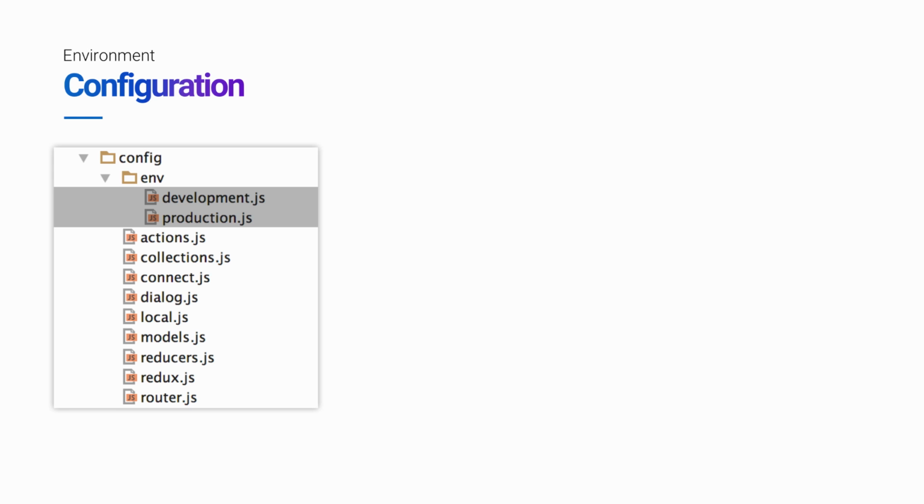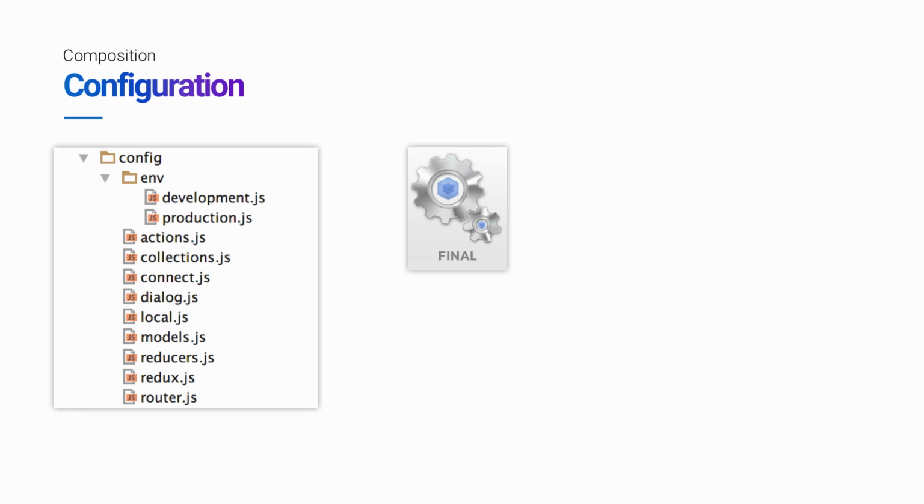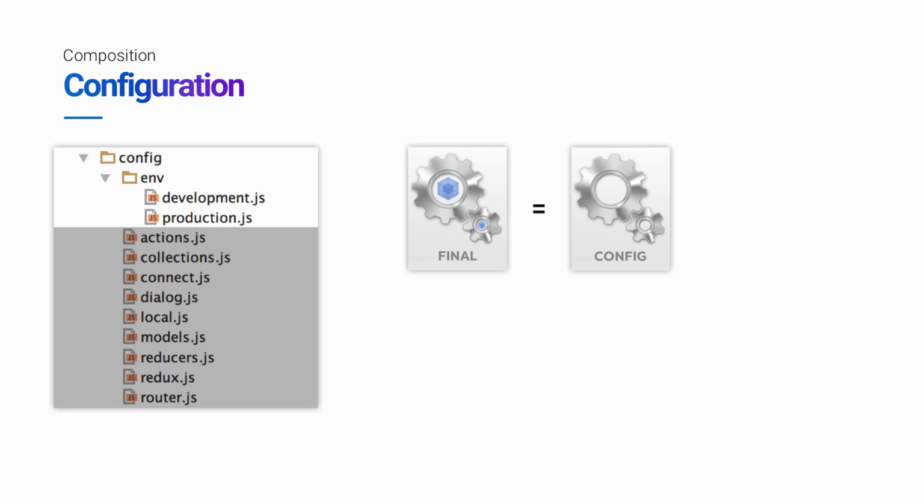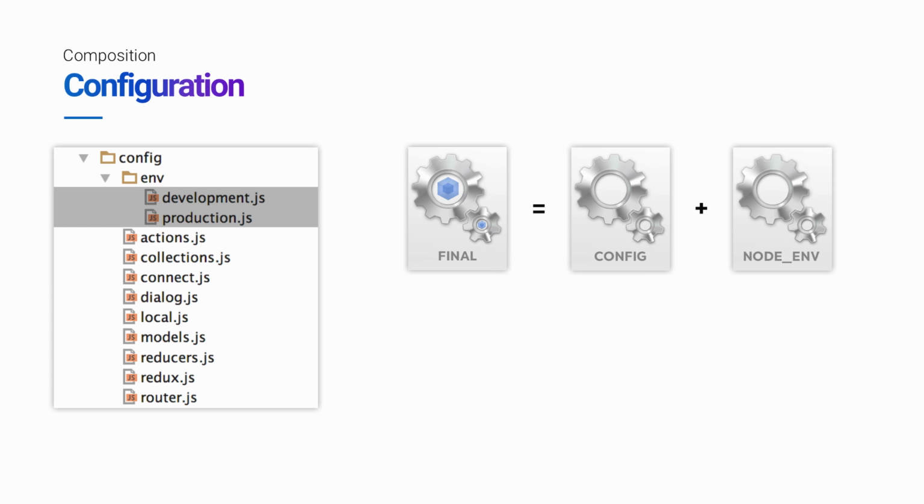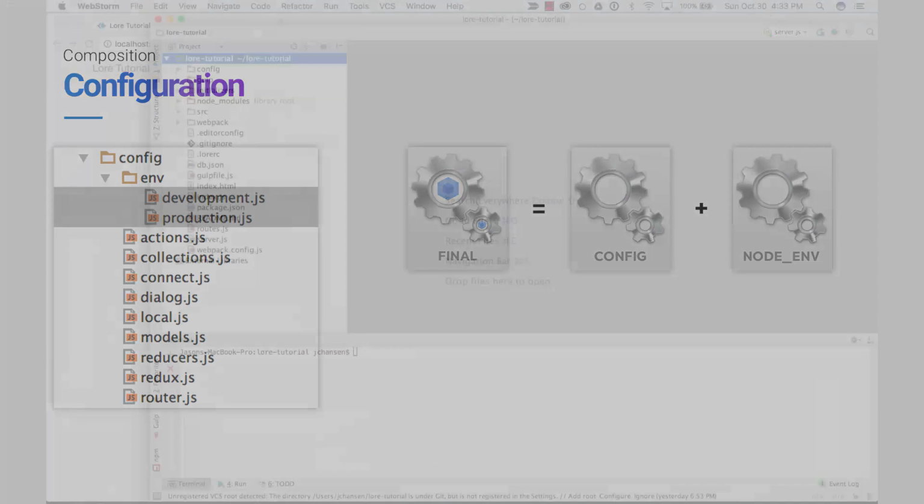So in Lore, this is a concept that is addressed in multiple places in the framework, this need to adapt its behavior based on where your code is deployed. And so your final configuration in Lore is a combination of the default configuration from the files at the root of the config folder, plus any environment-specific overrides. So with that, let's switch over to code and set our API server.